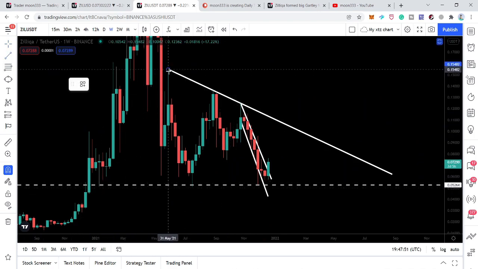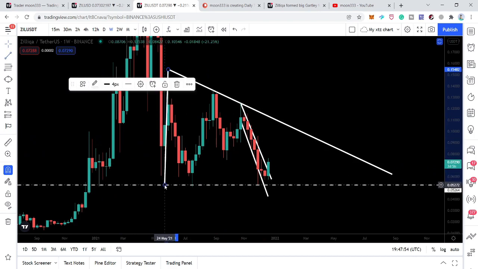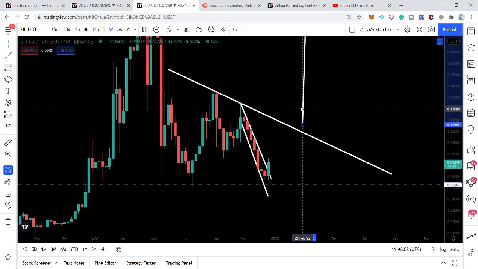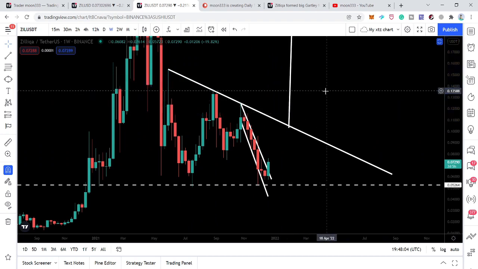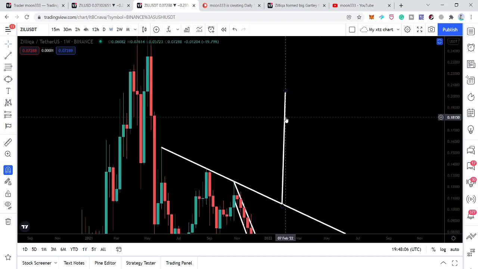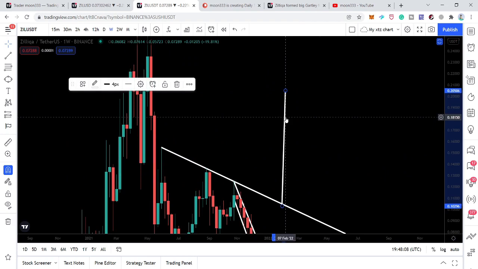So if the price line breaks out the resistance of this descending triangle, first, if the price line reaches here, that will be approximately 10 cents. And if the price line breaks it out, for example, if it breaks out from here, then our next target after this breakout will be approximately 20 cents.